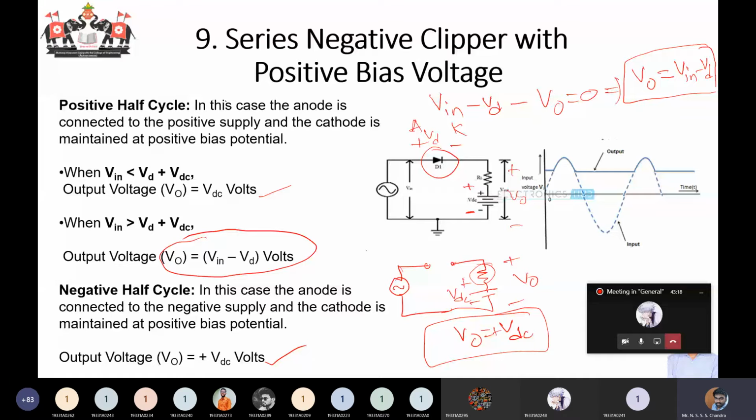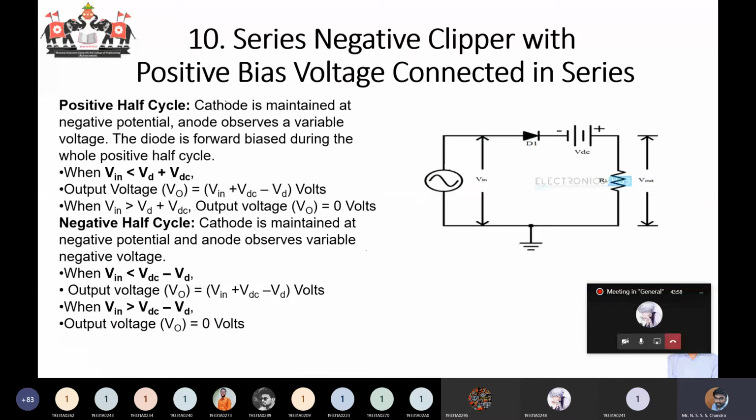Okay, so you will be given different diode clipper circuits, and some data will be given. So you need to check the condition when the diode is on, when the diode is off, and for each and every condition you have to write the output voltage equation. Okay, and then we have the series negative clipper with positive bias voltage connected in series. So here the positive voltage is connected in series.